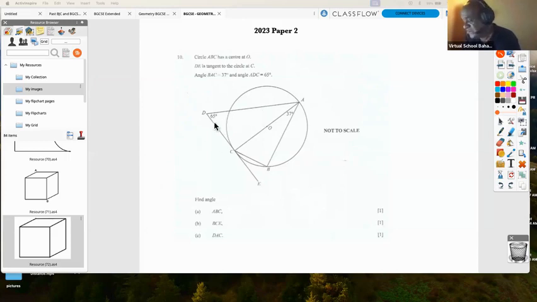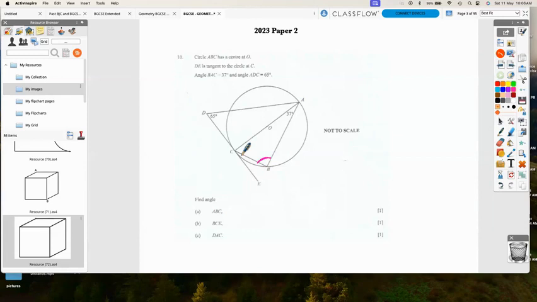So can you see the screen? This is 2023 paper 2. Who wants to tell me what will be the size of angle ABC? That is the letter in the middle, angle ABC. So this is the angle they're talking about. Who wants to tell me that? 90 degrees. Why? Because it's the angle in a semicircle.